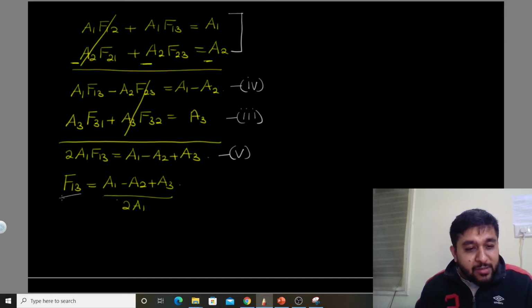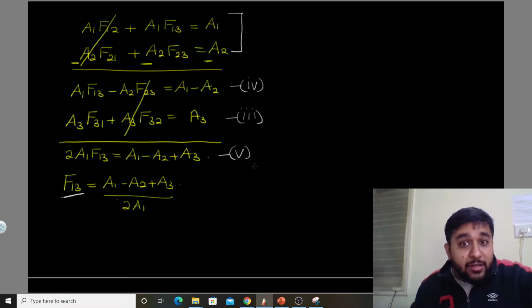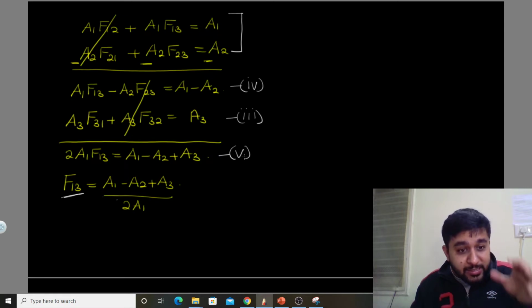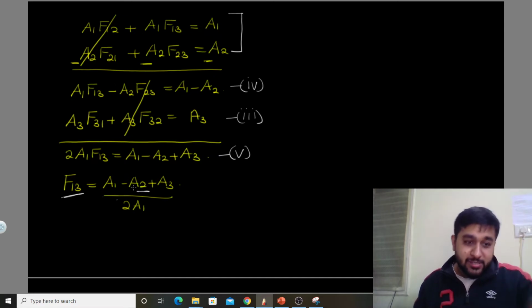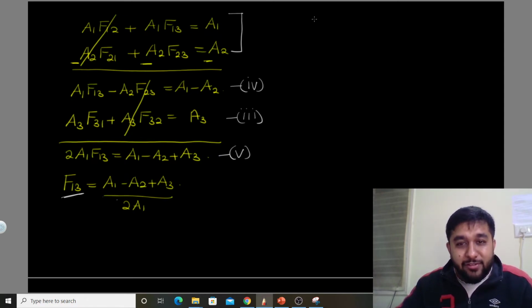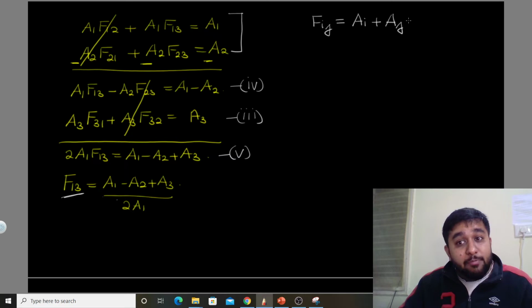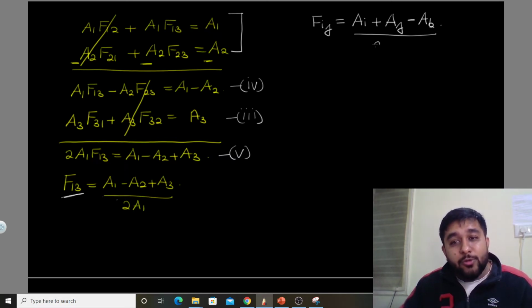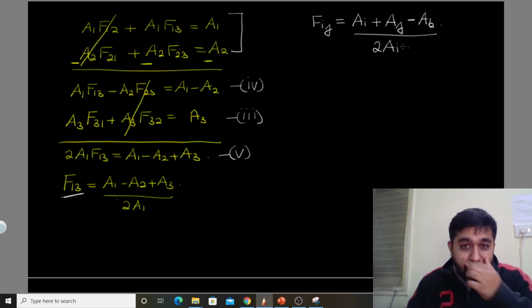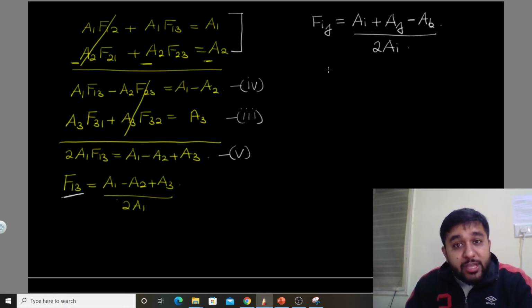So equation 5 is giving us F13. When we are writing F13, 1 is the emitting surface, 3 is the receiving surface, and 2 is the other surface. So I think we can write Fij, where i is the emitting surface, j is the receiving surface. This will become Ai plus Aj minus A2, that is minus the other surface, upon 2 times Ai. Now check every area.